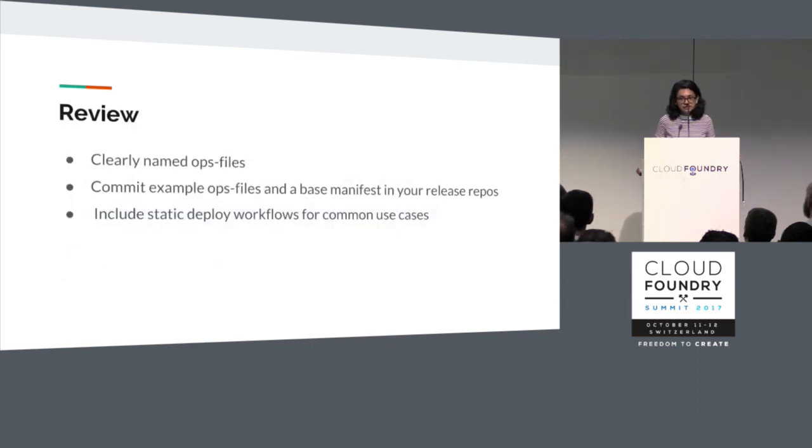So in conclusion, just to review, if anything you learned is just to clearly name your ops file so it's obvious to everyone, not only developers on your team, but people outside who are looking into your Bosch release repo, what exactly is this thing doing? Commit some of those example ops files and definitely a base manifest inside of your release repo. And if possible and appropriate, find out what your common use cases are. How are people deploying the thing that you're authoring? And based on that, what are the workflows that you can provide to them that you know work and are fully tested?